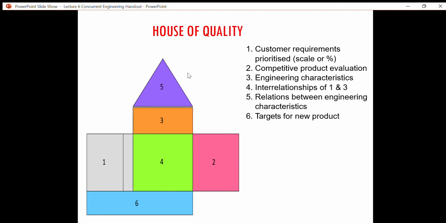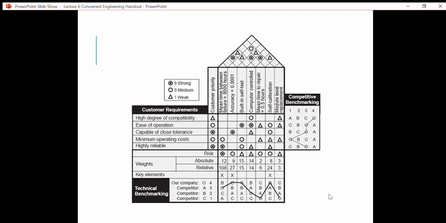You can see here from the house of quality, number one is customer requirement. Number two is competitor product evaluation. From the competitor, we do an evaluation between our product and the market and competitors, and then we can see the engineering characteristics, and we make a relation between the engineering characteristics that we have there, and after that we set a target for our product. That is number 6. So we go one by one for this. So this is an example.